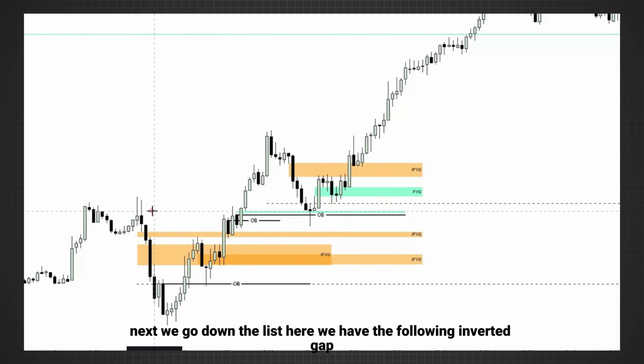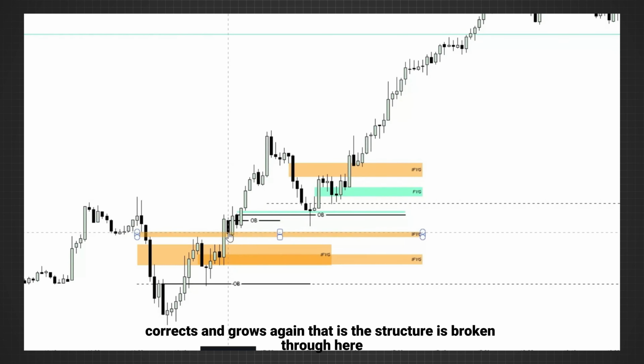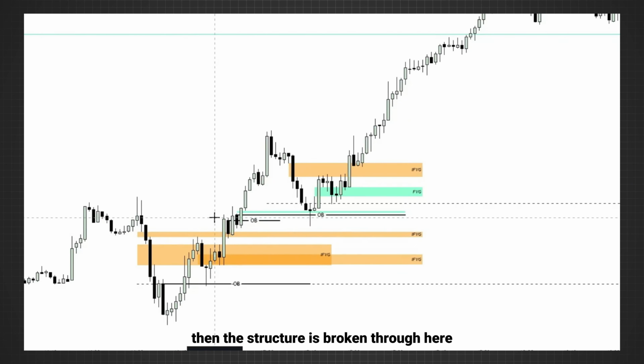Next, we go down the list. Here we have the following inverted gap. The price breaks through it and touches it, rolls back, corrects and grows again. That is, the structure is broken through here, then the structure is broken through here.